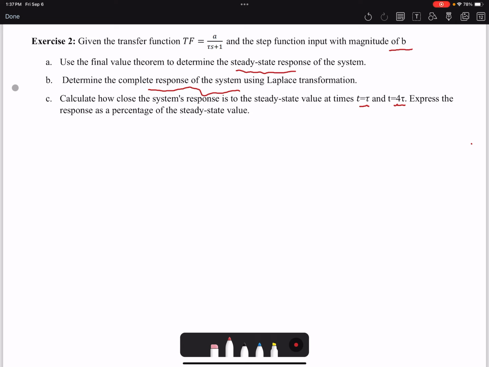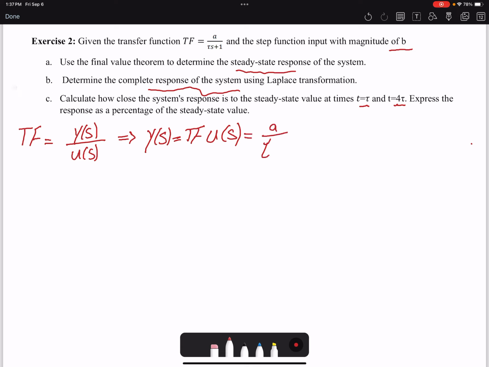Let's get into this. Remember, transfer function is output over input. So our transfer function is simply Y(s) over U(s). If we want to find the response or the output, Y(s) would be our transfer function times our input. The transfer function is a over tau s plus 1, and the input U(s) is b, but in the Laplace domain it would be b over s.